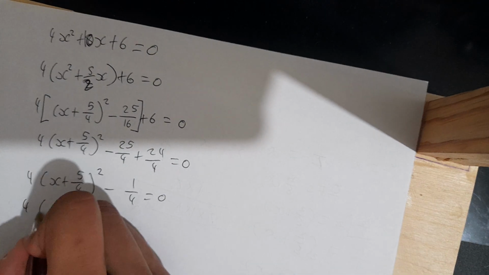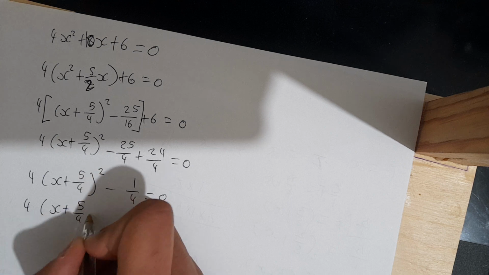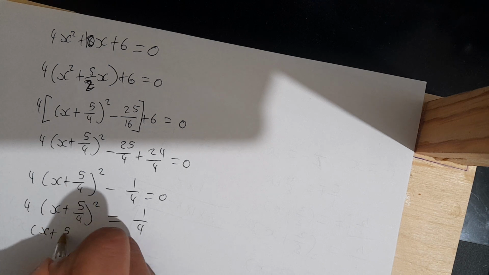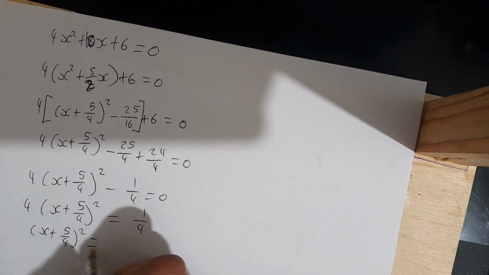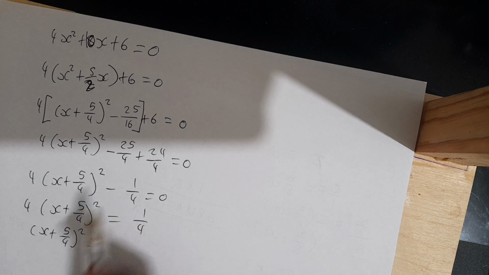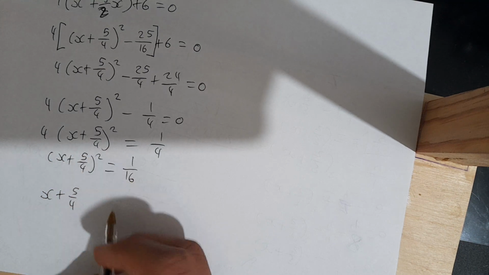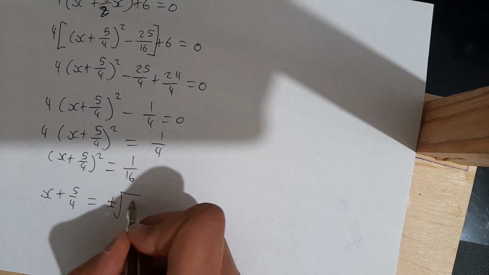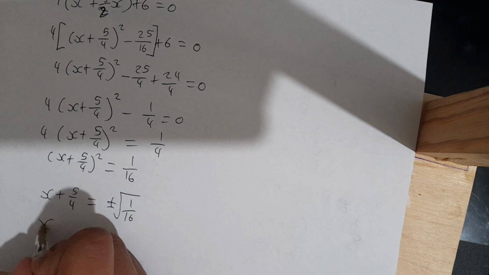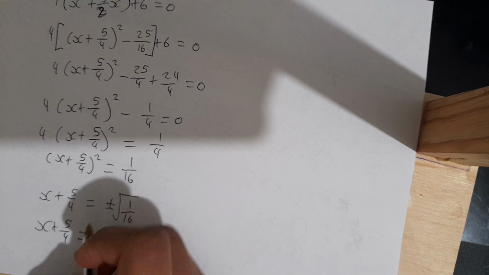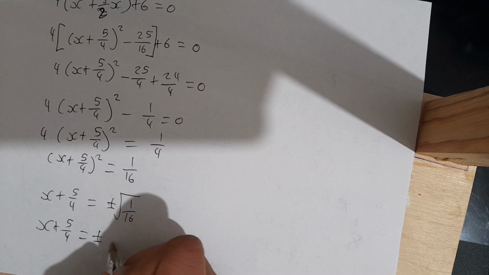So 4 times x plus 5 over 4 squared equals a quarter, which means that x plus 5 over 4 squared equals a quarter divided by 4, which is going to be 1 over 16, which means that if we square root that, we get x plus 5 over 4 equals plus minus square root of 1 over 16, which means that x plus 5 over 4 equals plus minus a quarter.